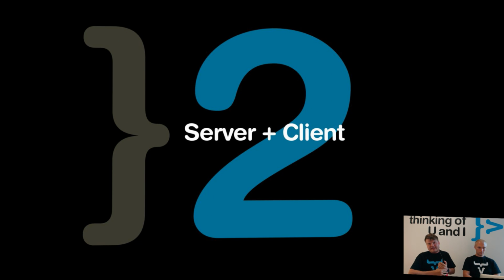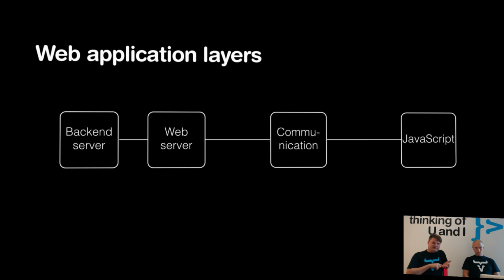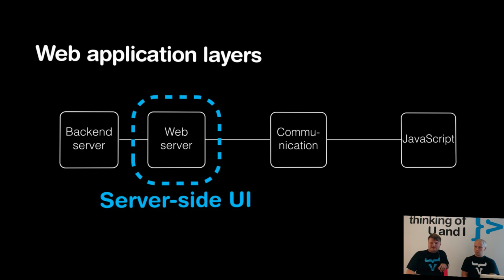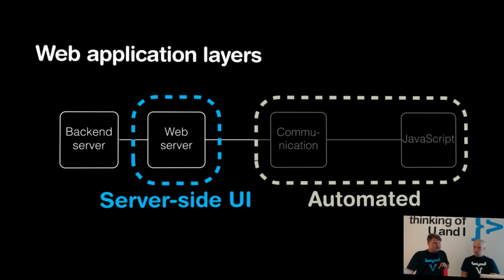The second key principle in Vaadin is how we communicate between server and client, how we combine server and client programming models. So traditionally web apps look like this. You have a backend server, a web server, a communication layer, and a JavaScript based UI. We could call this client side UI, built out of 3 layers. The server side UIs are built fully on the server side. So in those cases, the client side layer is fully automated. You don't have to write those at all.